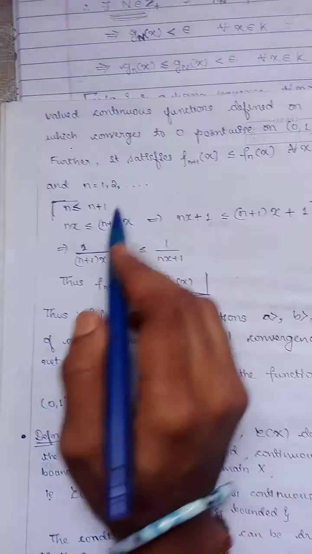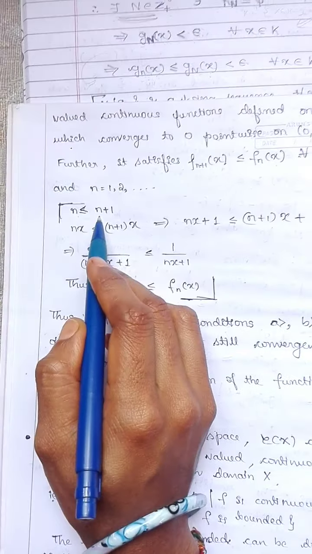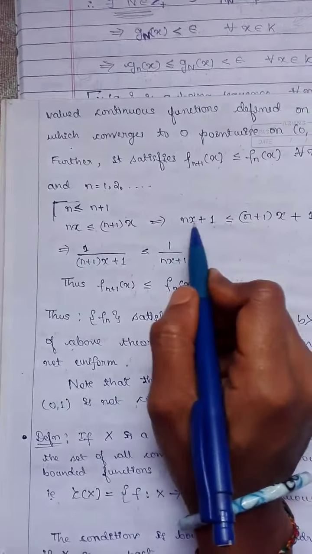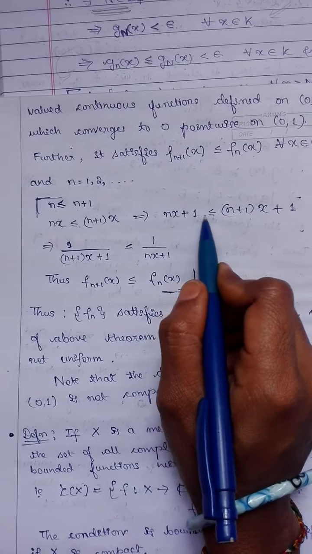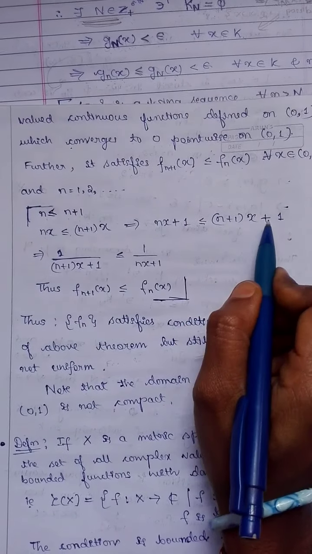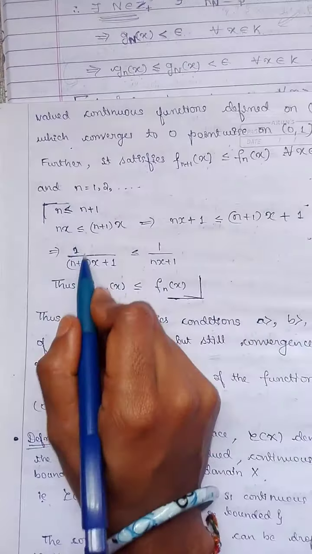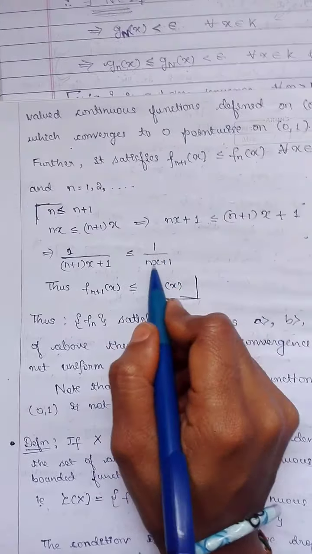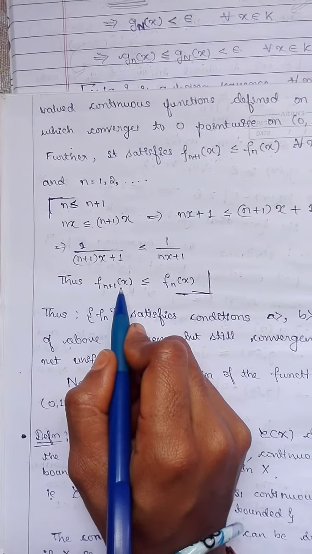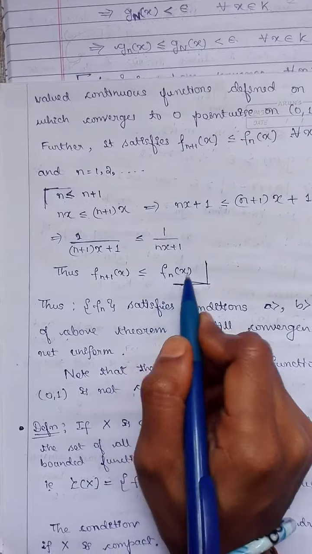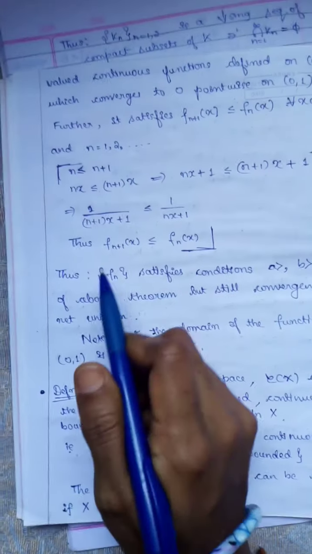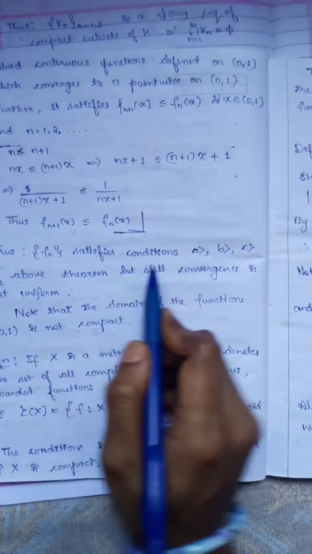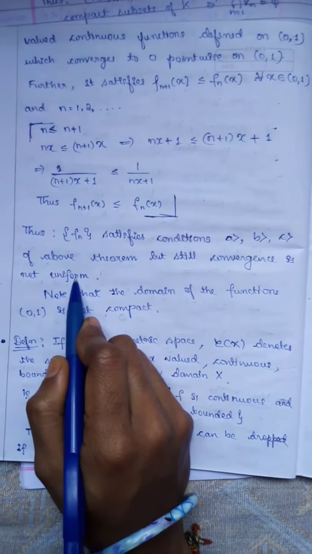How this happens: since n is less than or equal to n plus 1, that implies nx is less than or equal to (n plus 1) of x, which implies nx plus 1 is less than or equal to (n plus 1) of x plus 1. That implies 1 by (n plus 1) of x plus 1 is less than or equal to 1 by nx plus 1. Thus fn plus 1 of x is less than or equal to fn of x. Thus, the sequence fn satisfies conditions A, B, C of the above theorem. But still, convergence is not uniform.